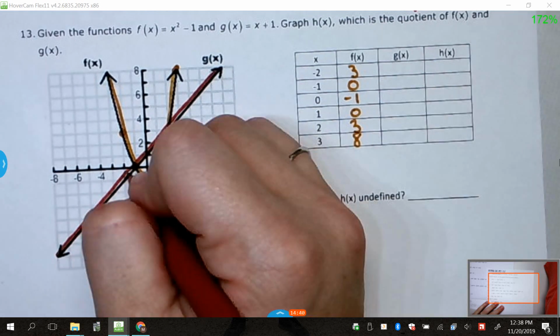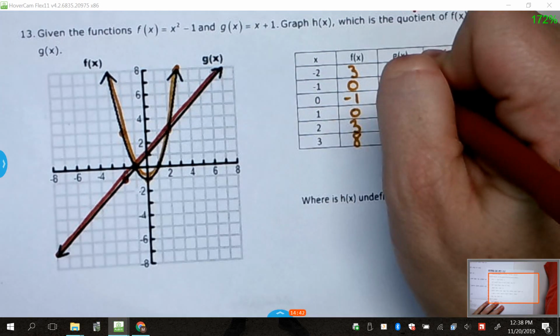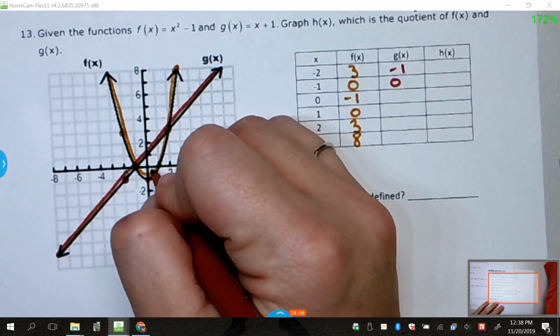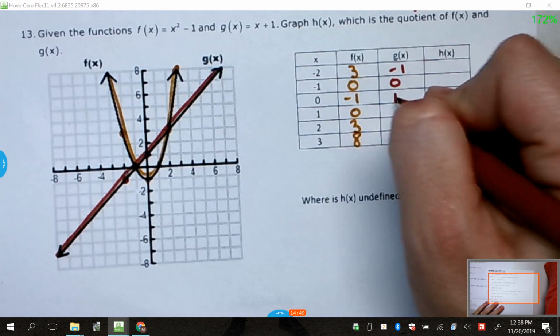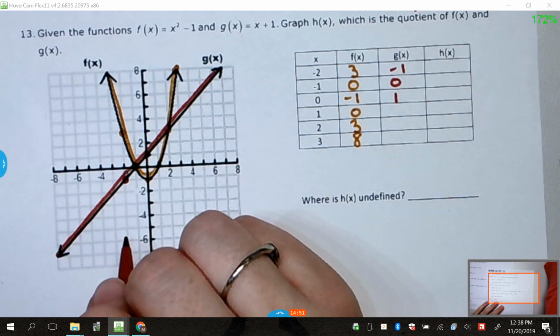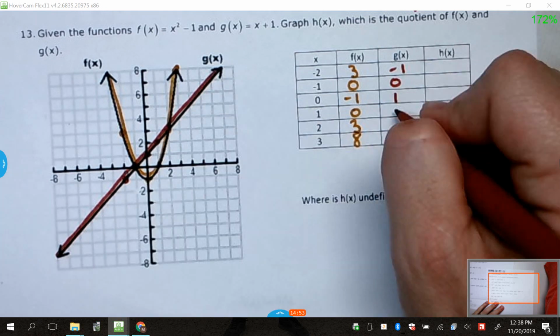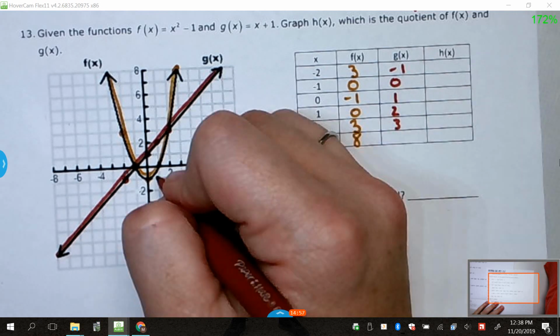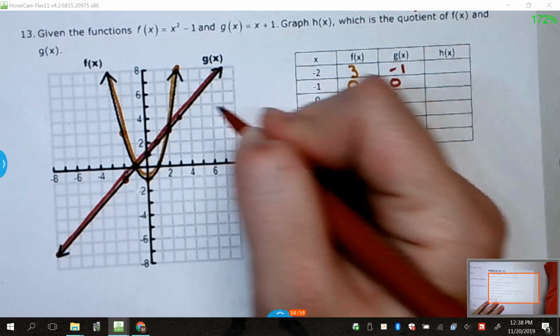At negative 2, it's a height of negative 1. At negative 1, it's a height of 0. At 0, it's a height of positive 1. At 1, it's a height of 2. At 2, it's a height of 3. And at 3, it's a height of 4.